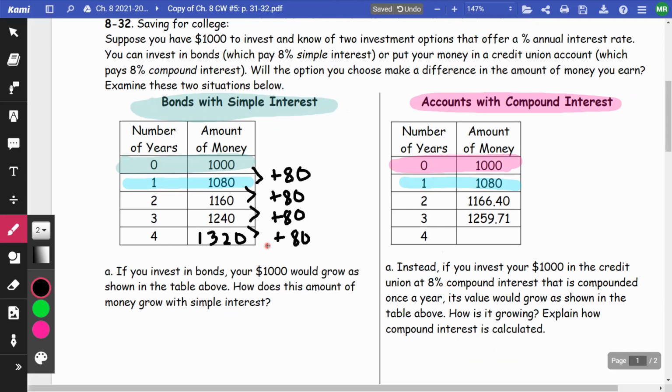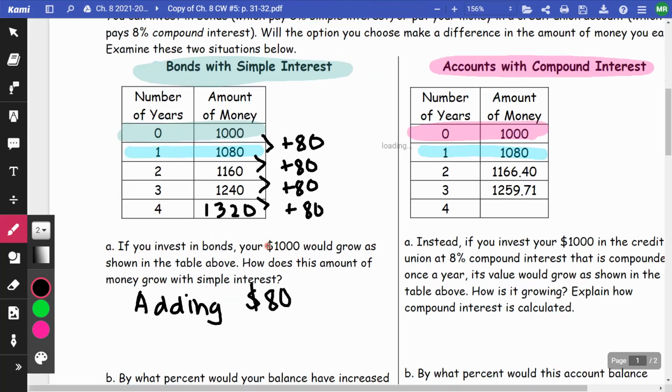Okay. So in this situation, what are we doing? So it says, if you invest in bonds, your $1,000 would grow as shown in the table above. How does this amount of money grow with simple interest? So what we're doing is we are adding $80 each year. Adding $80 each year. That's what's happening.